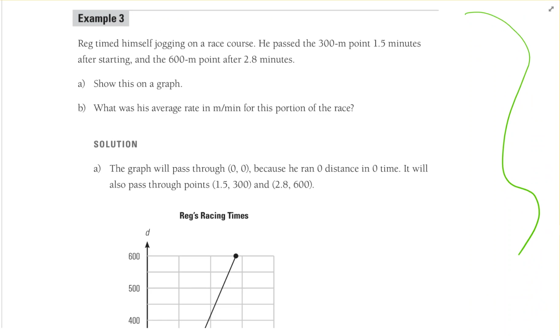So let's keep going. It says, Reg timed himself jogging on a race course. He passed the 300-meter point 1.5 minutes after starting, and the 600-meter point after 2.8 minutes. Show this on the graph.